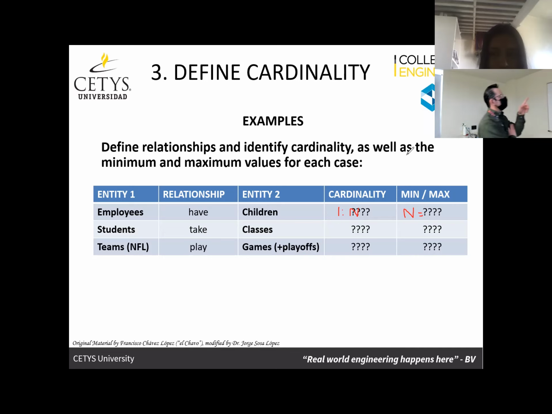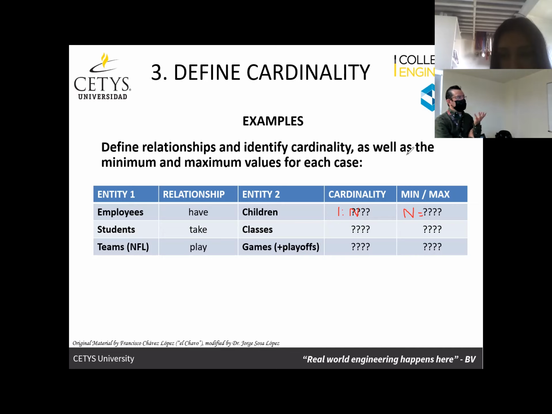Let's talk about the minimum a little bit, okay? So the minimum amount of children that any employee should have is 2, right? I think so. Really? No, that would mean that if I'm working for the company, I need to have at least 2 children. I don't know, if the employee has one child, it's 1-to-1.